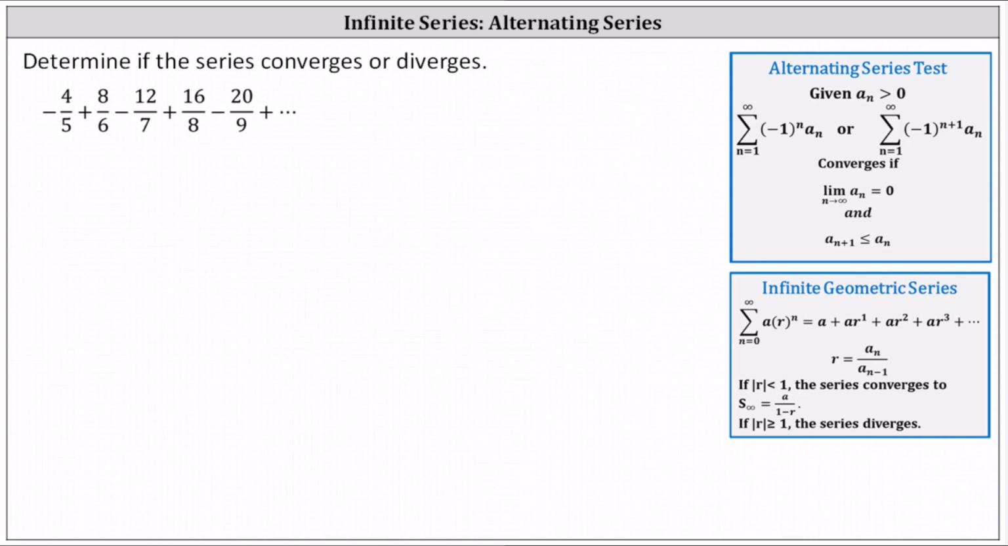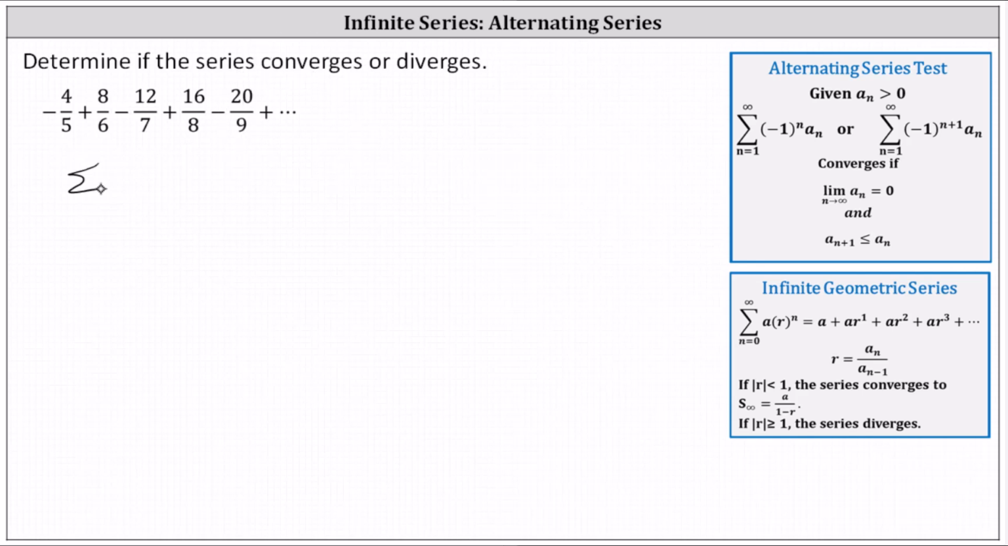Determine if the series converges or diverges. We have negative 4/5 plus 8/6 minus 12/7 plus 16/8, and so on. Notice we have an alternating series. Let's begin by writing sigma notation for the infinite series.